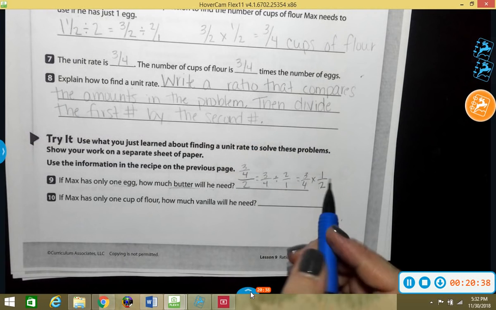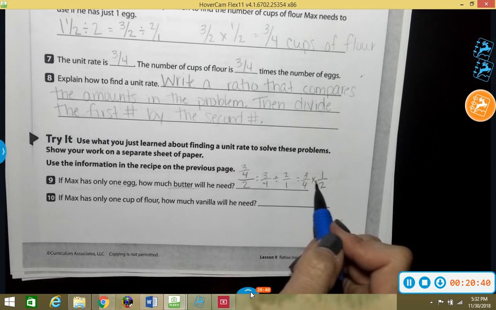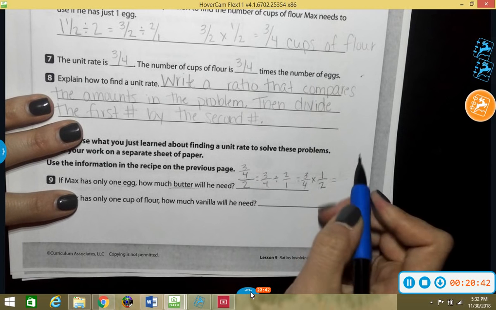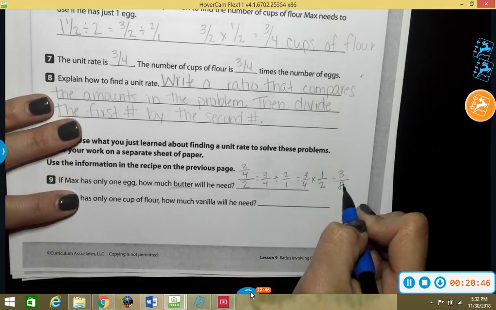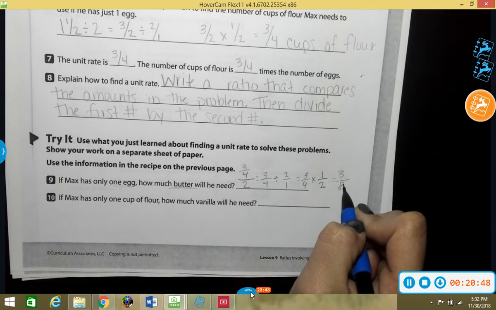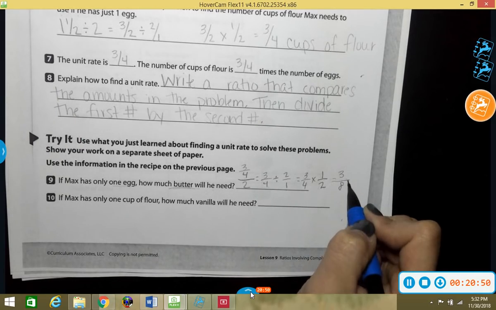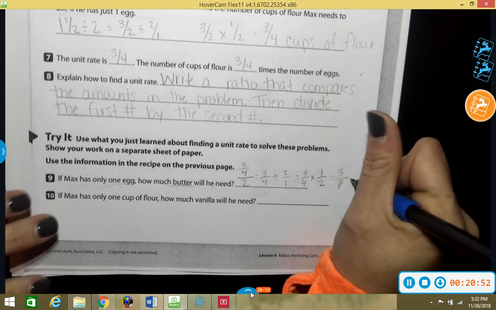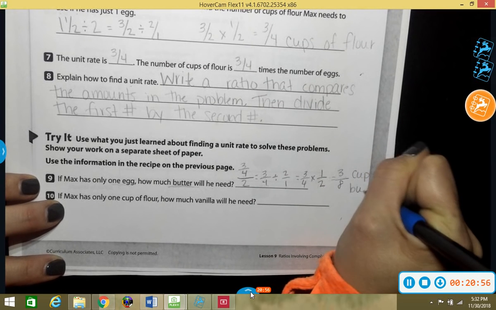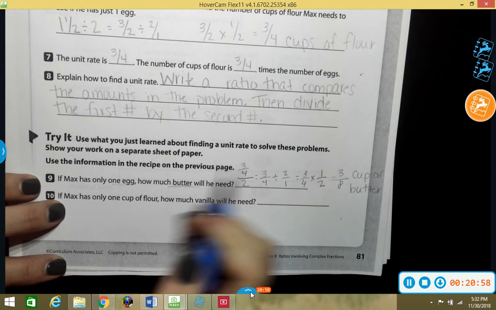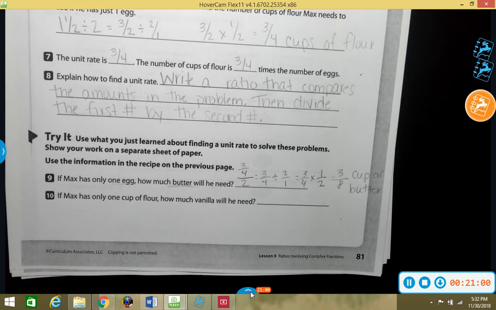All right, so 3/4 times 1/2. 3 times 1 is 3, and then 4 times 2 is 8. Now, that means that there's 3/8 of a cup of butter needed if there is just 1 egg. So we're making a complex fraction, and then we're simplifying it.